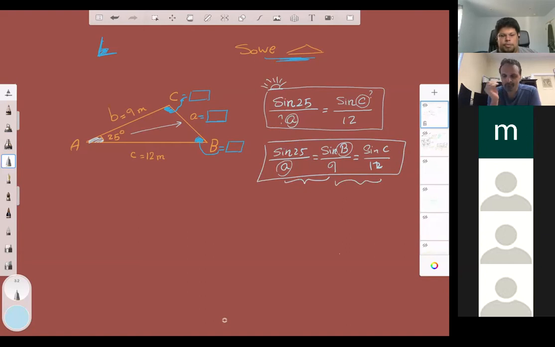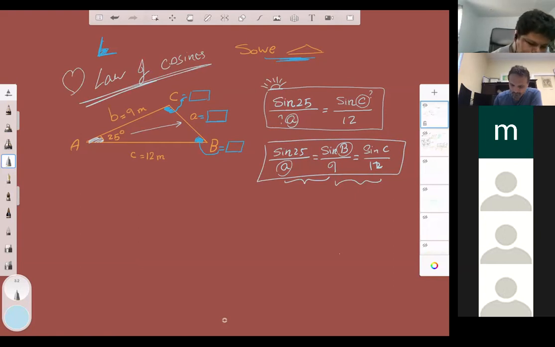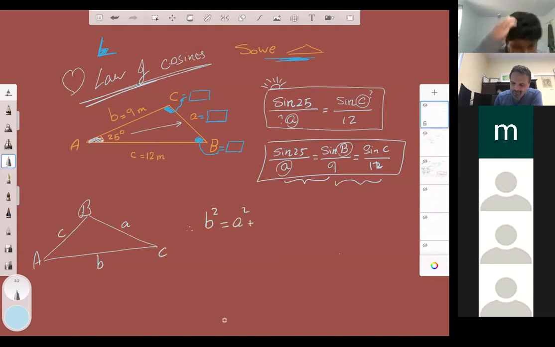So how do we solve it? The good news is we have law of cosine. Law of cosine said, for any type of triangle, this is A, B, C, this is A, that's B, this is C. B squared equal to A squared plus C squared, almost same as Pythagorean, but minus 2AC cosine of B. I know it's uglier than law of sine, but that's the law of cosine.